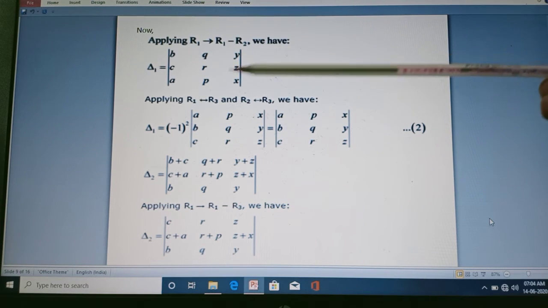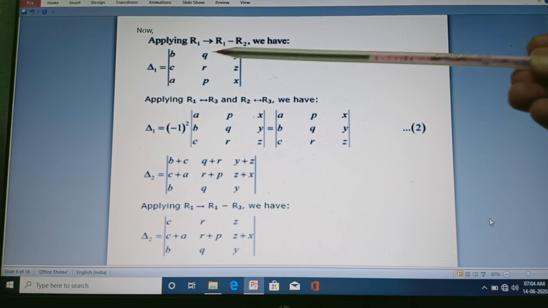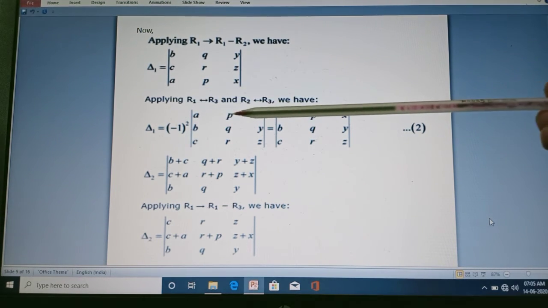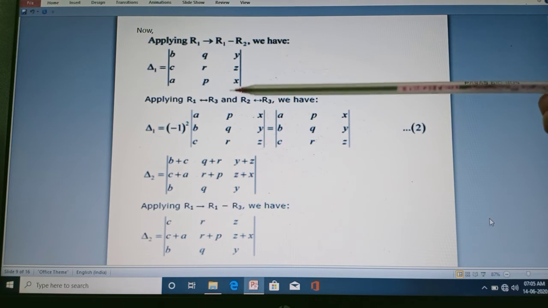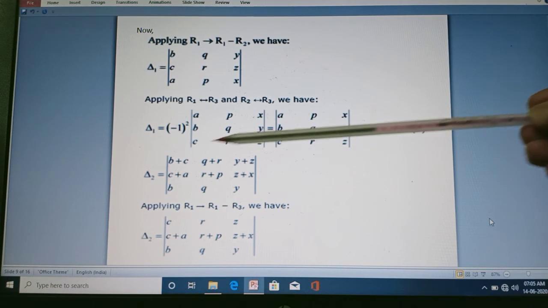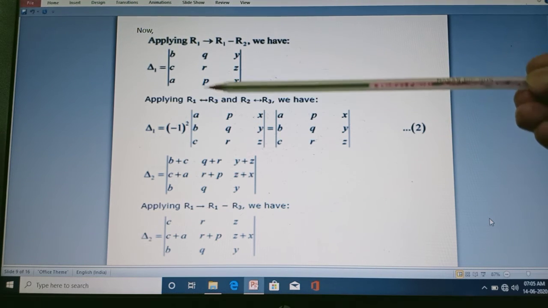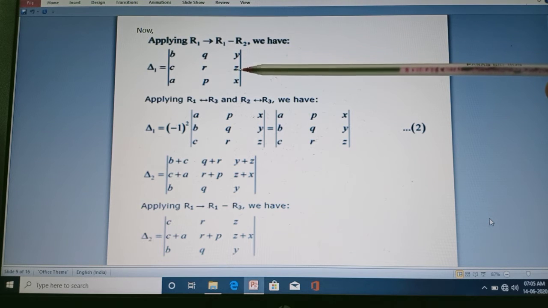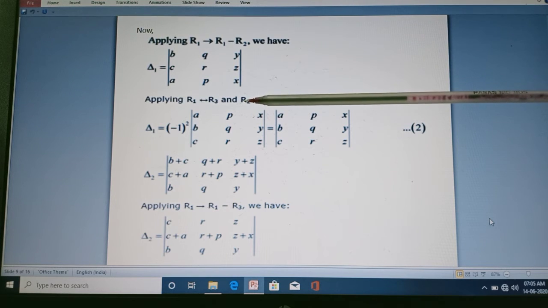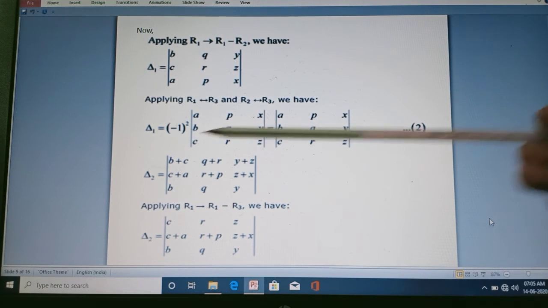a, q, y, a, p, x is going to change, a, p, x, b, q, y and c, r, z. Okay, so R1 is going to change with R3, right? So first R1 is going to R3, then R3 is going to change with R2. Then ultimately this determinant will form. Okay. Now since it's minus square, plus, so this will form.